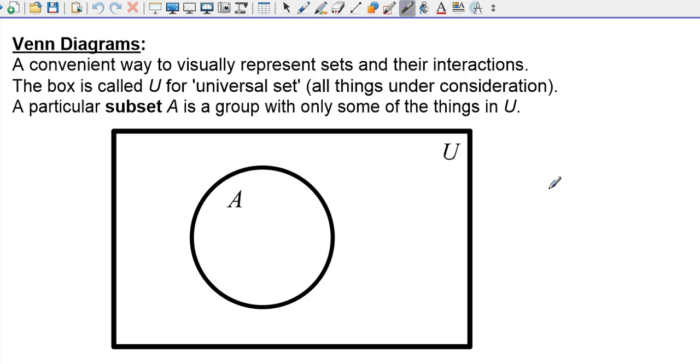Okay, another very convenient way to represent sets and their interactions, which we'll use frequently in these videos, is called a Venn diagram. The box is called U for universal set. That's all things that are under consideration in the problem. And then a particular subset, A, is a group with only some of the things in U, usually represented by circles, although they can be any shapes that designate a portion of the universe.